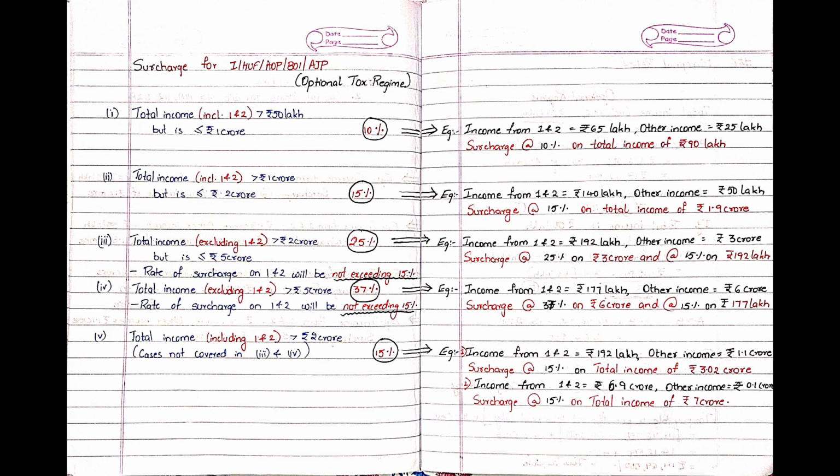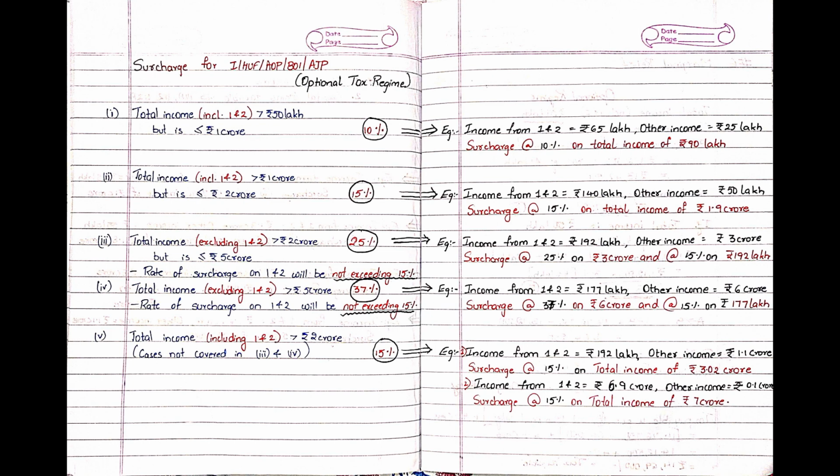In the same way, we have next example where the income from 1 and 2 is rupees 6.9 crores and the other income is rupees 0.1 crore. So, the aggregate amount of income from 1 and 2 and other income has amounted to rupees 7 crore. Otherwise, the other income is less than 1 crore. In such a case, the surcharge at the rate of 15% on total income of rupees 7 crore is charged.